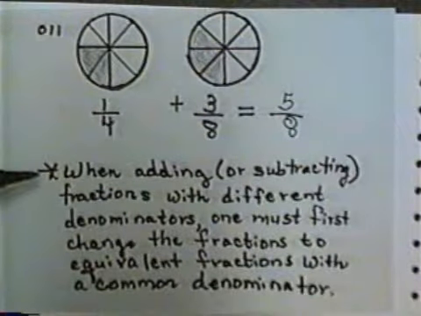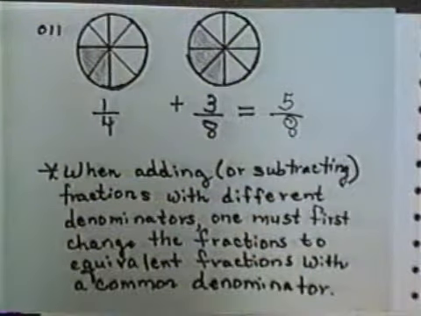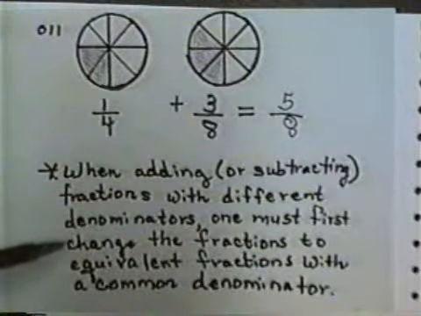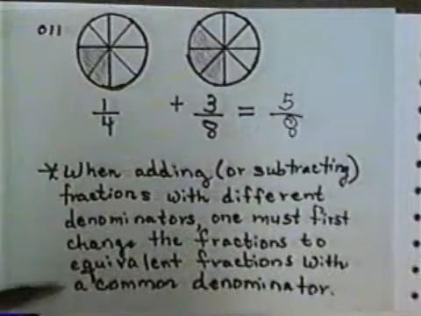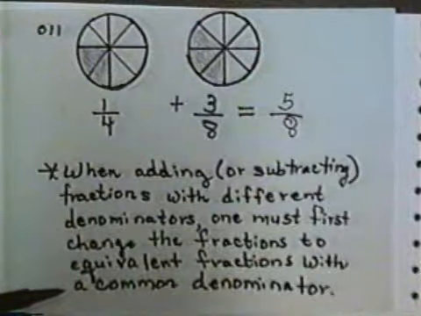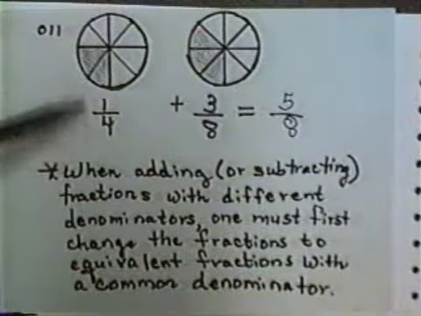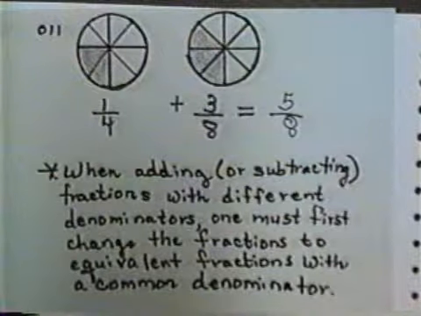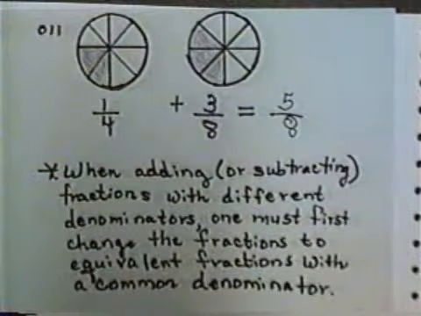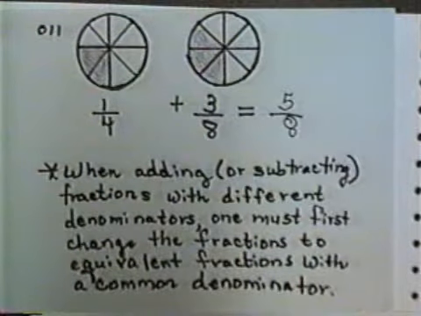When you're adding or subtracting fractions with different denominators, one must first change the fractions to equivalent fractions with a common denominator. So you cannot add two fractions that have different denominators until you change them to equivalent fractions that have the same denominators. Once you do that, then you follow the rule that we had before.